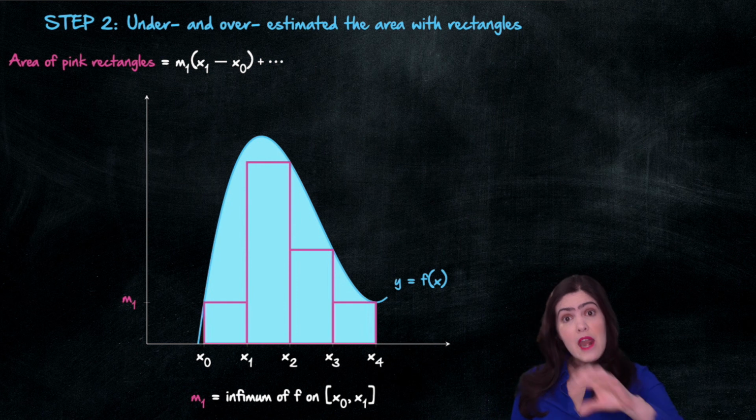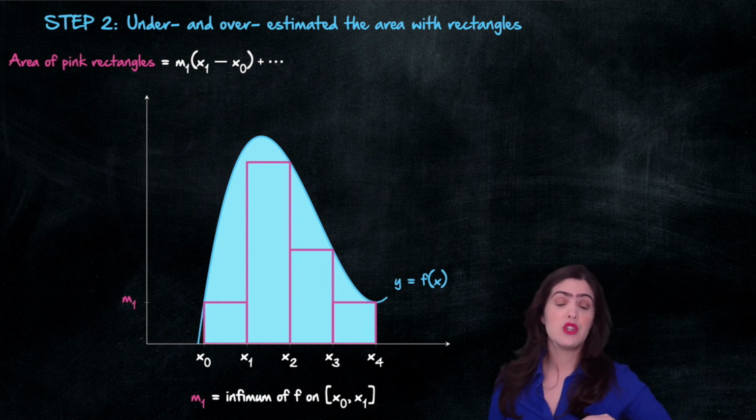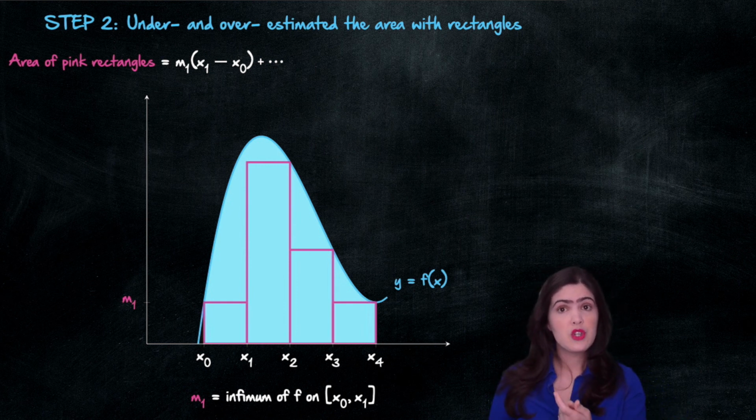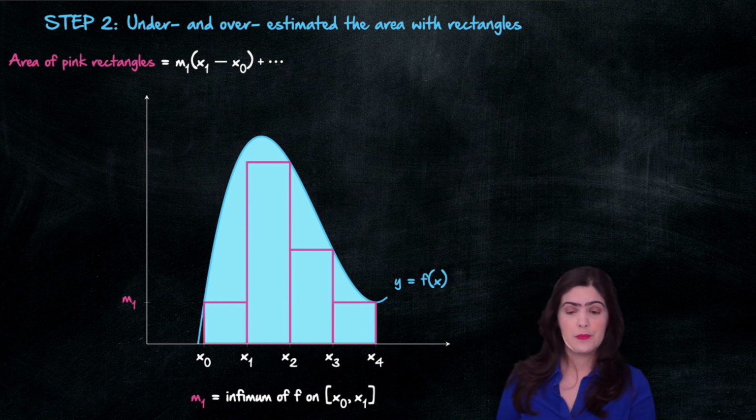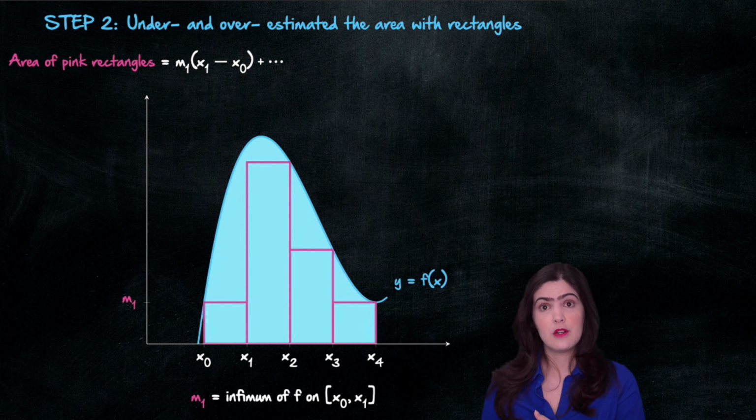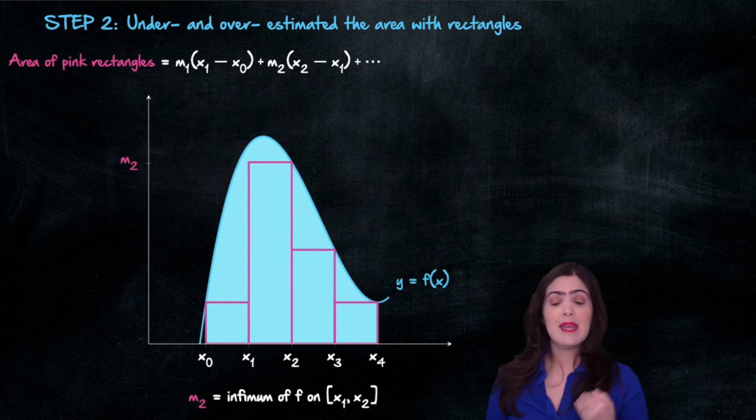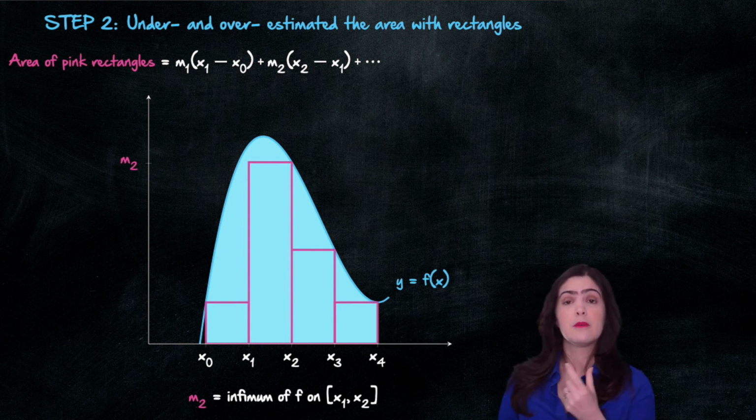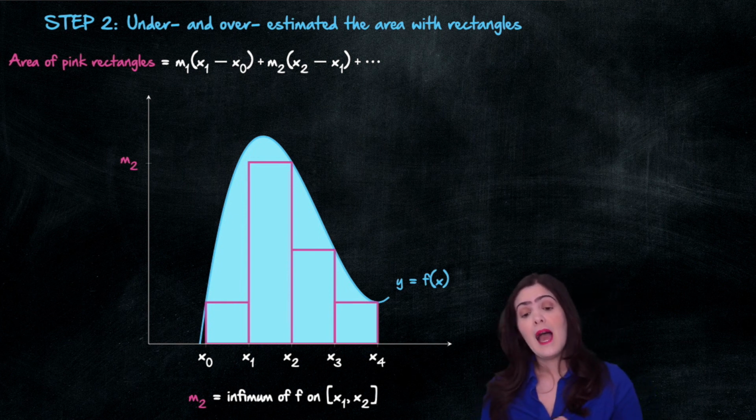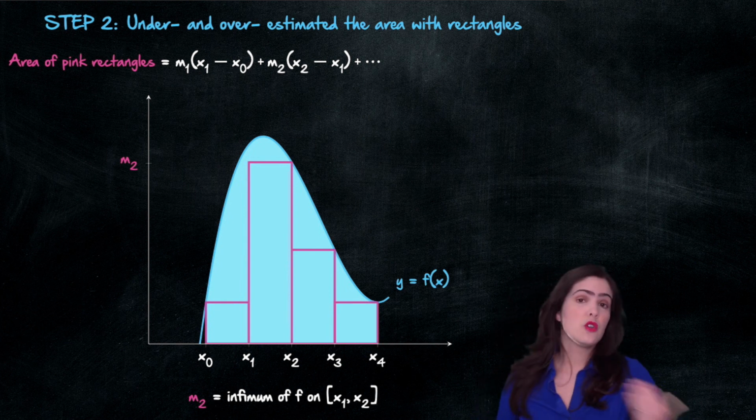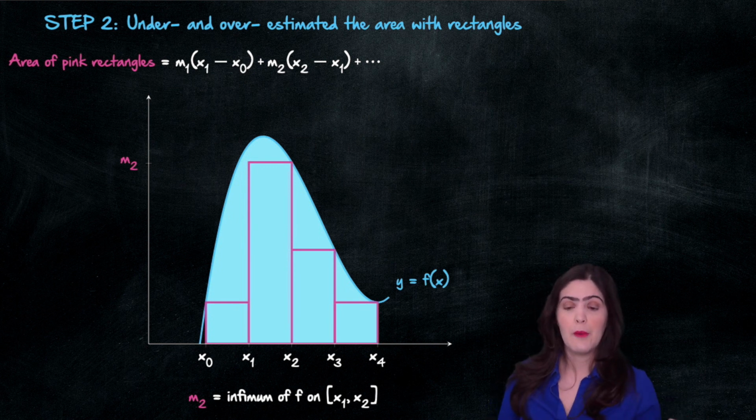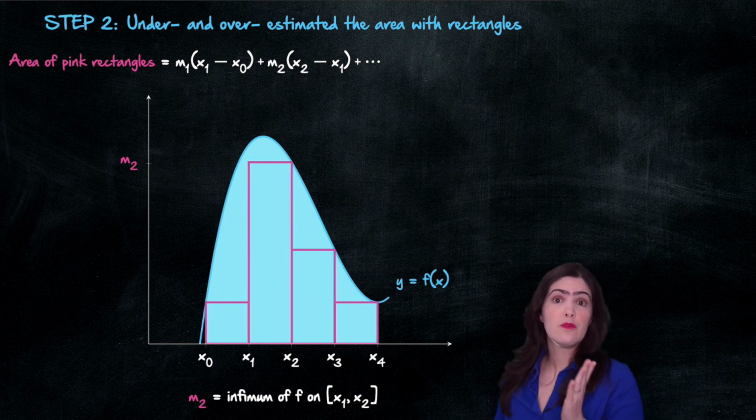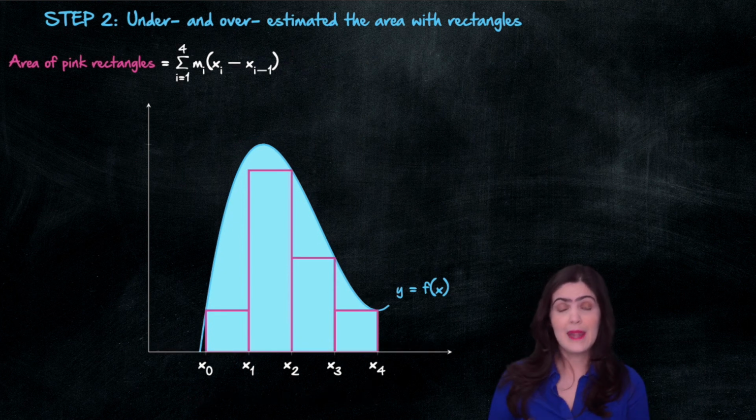So then the area of this rectangle is the height, which is m1, times the width, which is x1 minus x0. Good. Now we need to compute the area of the second rectangle. So its height is going to be, again, the infimum of the function on that subinterval, the interval from x1 to x2. And the width is going to be just x2 minus x1. Now we repeat the same operation for all these rectangles and we add the area.